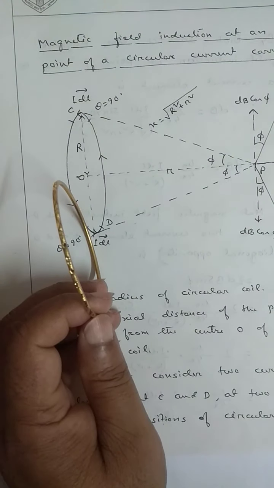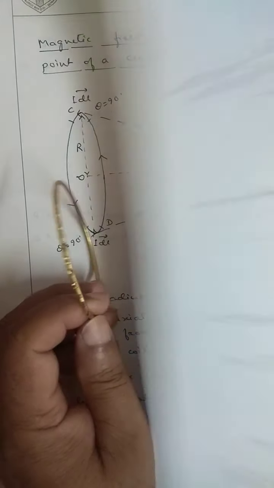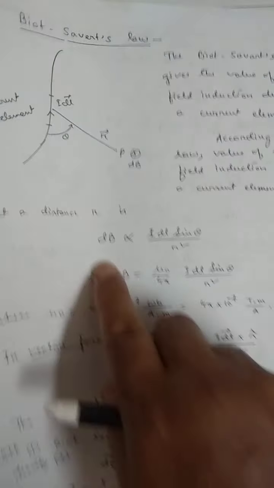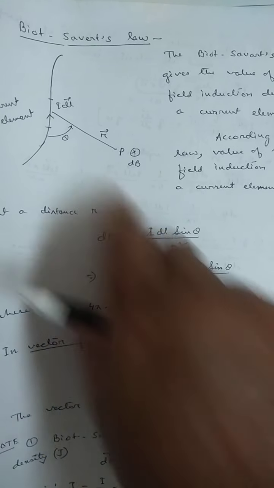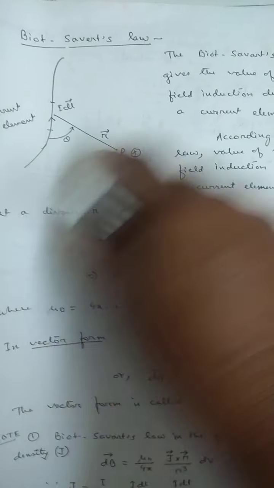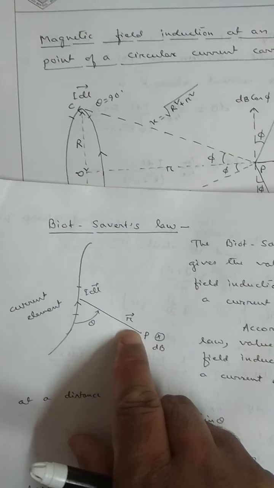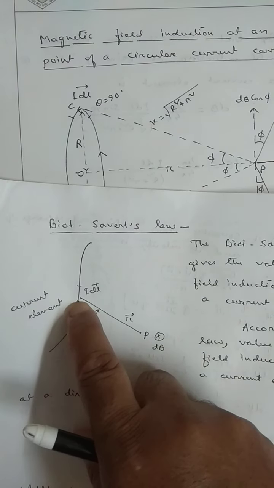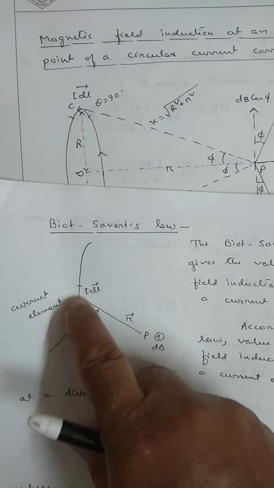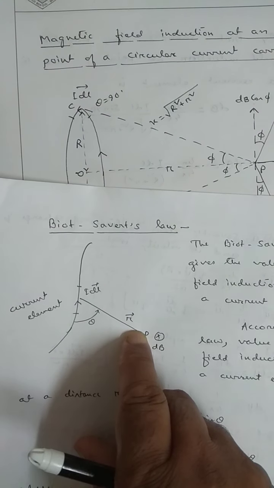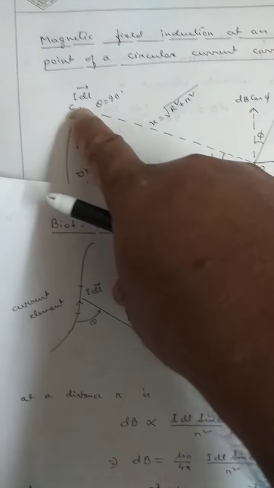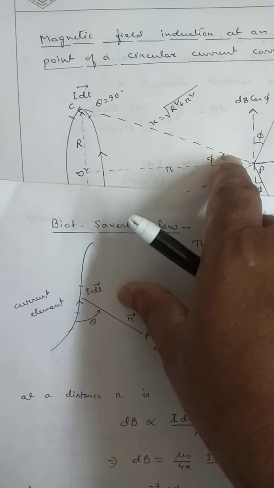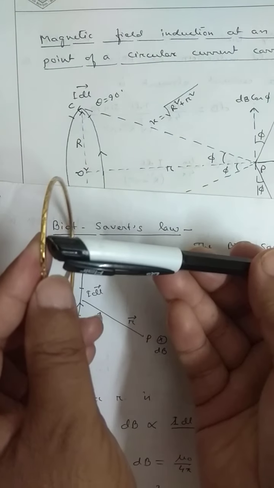In order to apply the Biot-Savart law, what is the Biot-Savart law? dB is proportional to I dl sine theta by distance square. So this is the position vector. In the law, the position vector joins the center of the current element with the experimental point. So this is the current element, this is the experimental point, and therefore this line is the position vector.